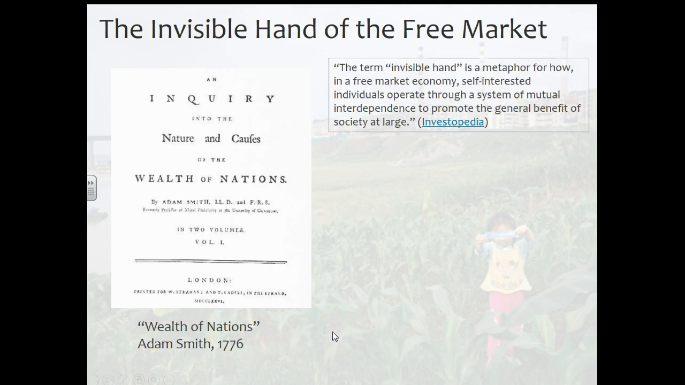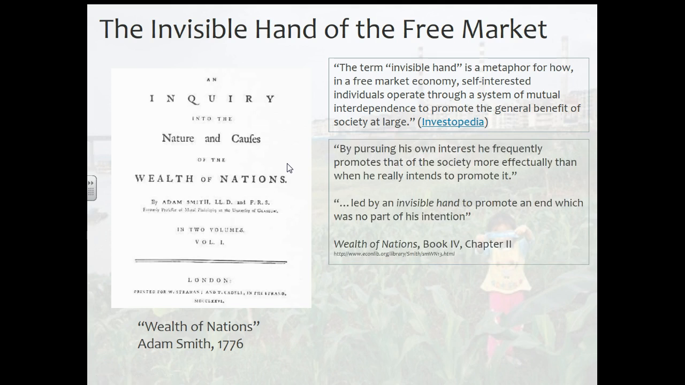Okay, so the first thing I want to go over is the term the invisible hand. Smith in his book describes the invisible hand, basically stating that it's a metaphor. So he didn't really believe there was an invisible hand. It's a metaphor for how in a free market economy, by acting in your own self-interest, you will actually do better things for society than if you try to help society at large. As a quote from the book says, by pursuing his own interest, he frequently promotes that of society more effectually than when he actually intends to promote it. It's as if he's led by this invisible hand.